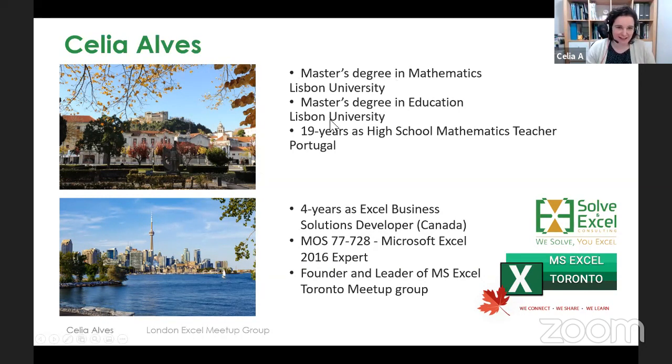Let's then start. My name is Celia Alves. I am originally from Portugal. This was my city there, Lady, and then I moved to Canada in 2013. I've been here for almost 7 years, and my academic background was in mathematics and education. I then taught mathematics in high school for almost 20 years back in Portugal, until we decided to move to Canada. When I moved to Canada, I wasn't sure what I was going to do.